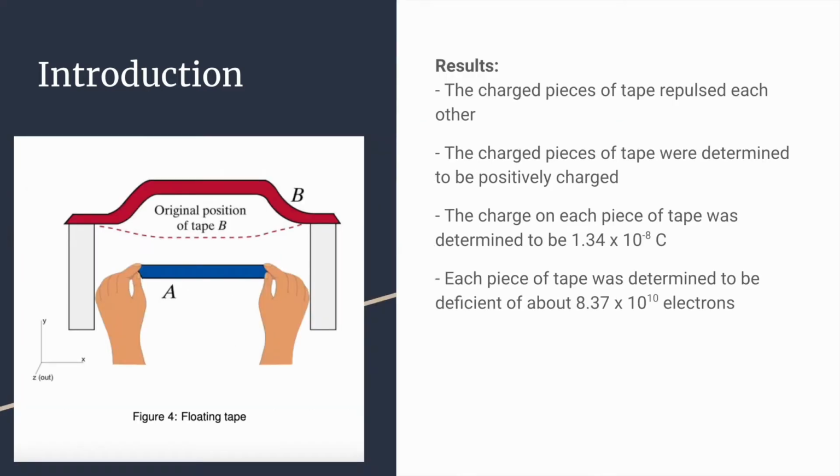With regards to the results, the charged pieces of tape repulsed each other. The charged pieces of tape were determined to be positively charged. The charge in each piece of tape was determined to be about 1.34 times 10 to the negative 8th coulombs. Each piece of tape was determined to be deficient of about 8.37 times 10 to the 10th electrons. And as you can see, tape A was on the bottom and was what caused tape B to float.